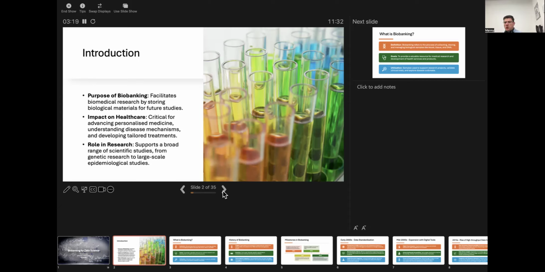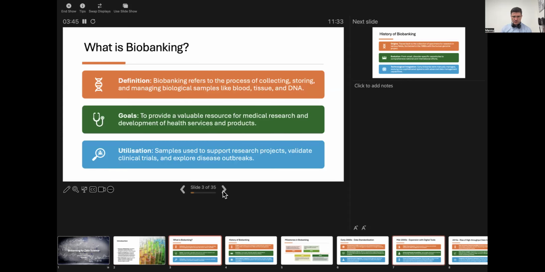We're going to look very, very into detail the UK Biobank, which is the leading compendium of biomedical research worldwide. And you will see the impact that the UK Biobank has on research later on in my second presentation.